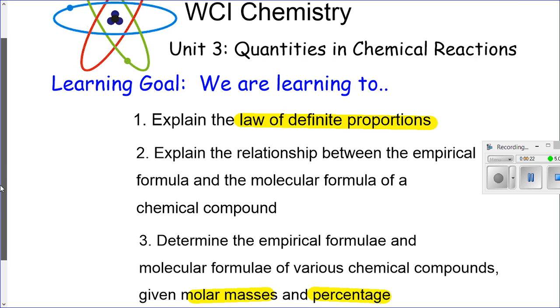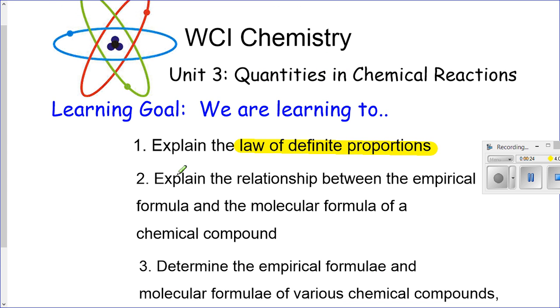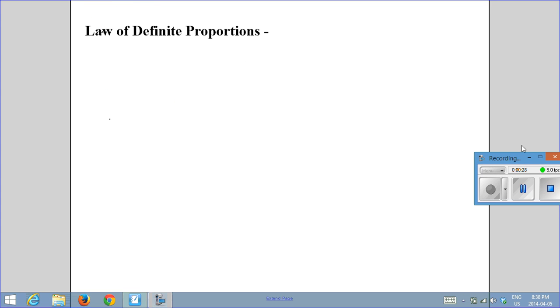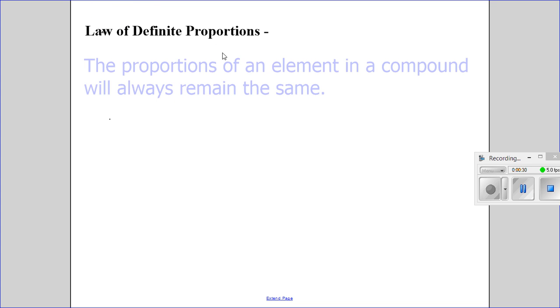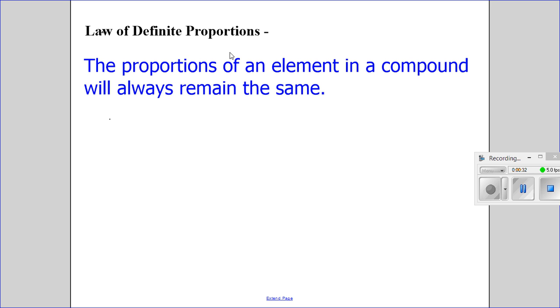The next couple of lessons after this, we're going to do empirical formula and molecular formula, but today we're focusing on the law of definite proportions. So what is the law of definite proportions? Well, the law is that the proportions of an element in a compound will always remain the same.